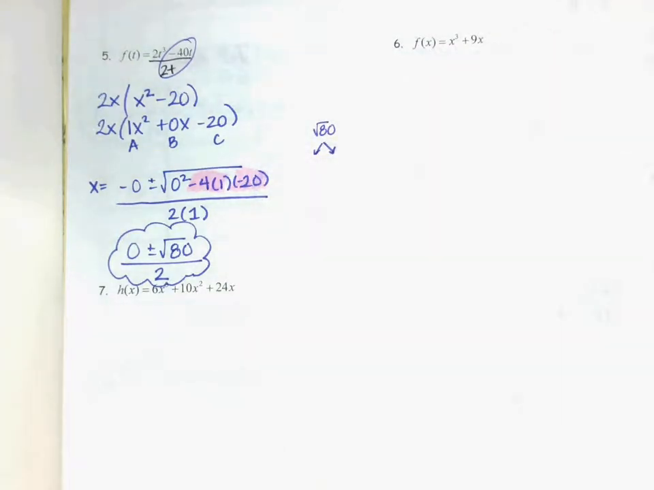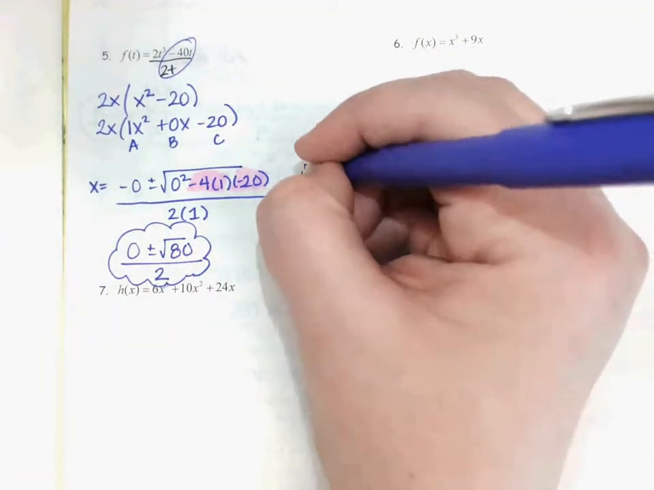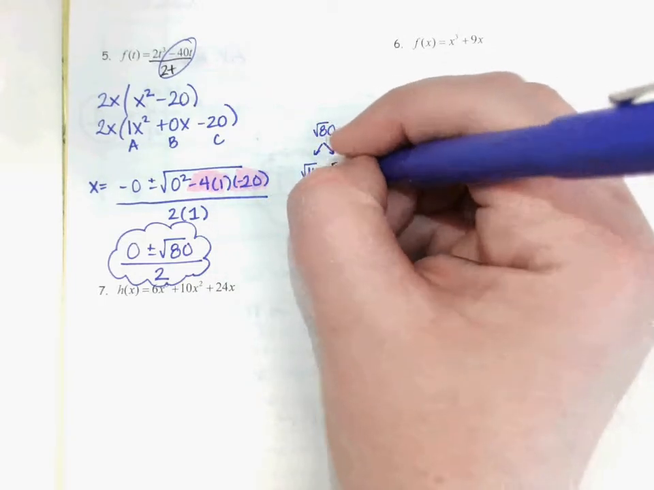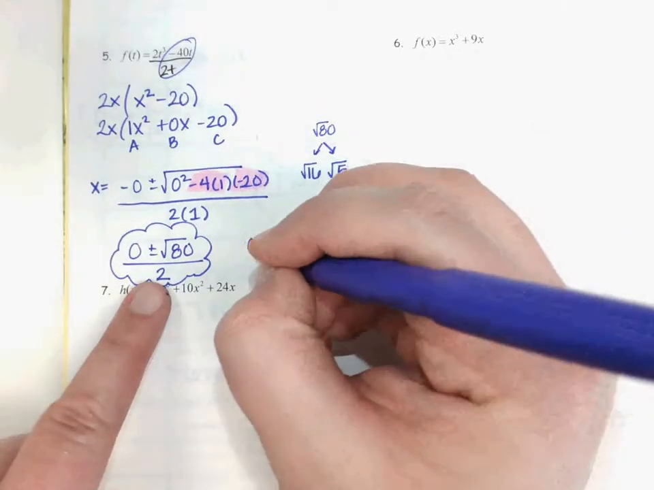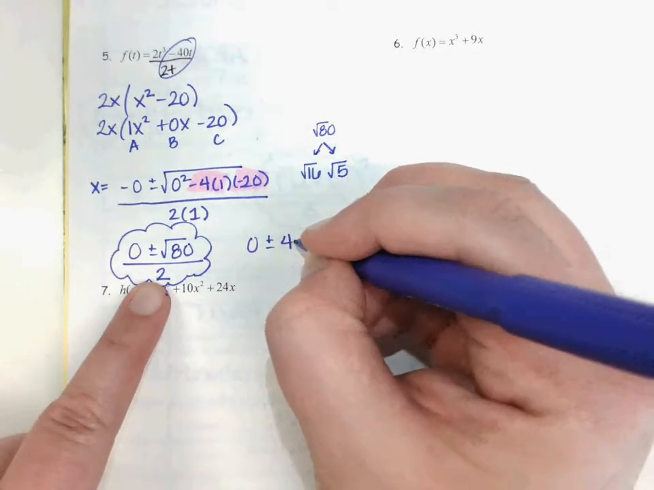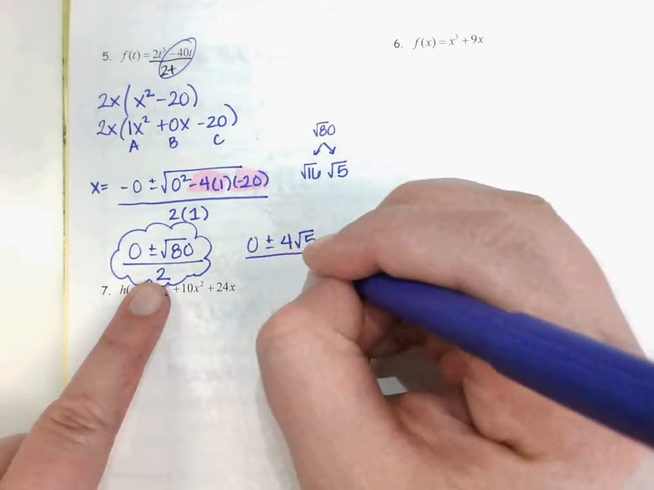Okay, 4 is a good one, but there's a bigger one. I can divide 80 by 16. So I would break that down into 16 times 5. And then what's the square root of 16? 4. So I'd have 0 plus or minus 4 root 5 over 2.